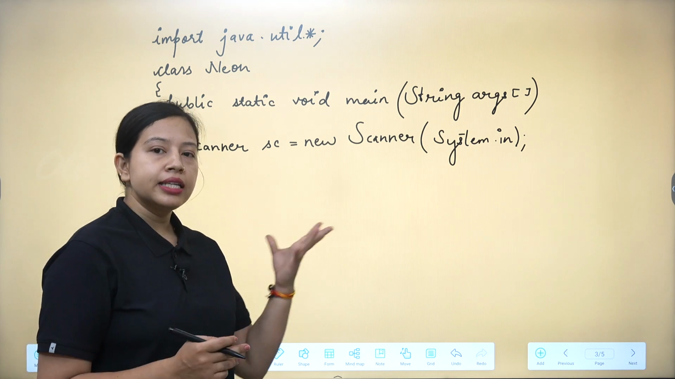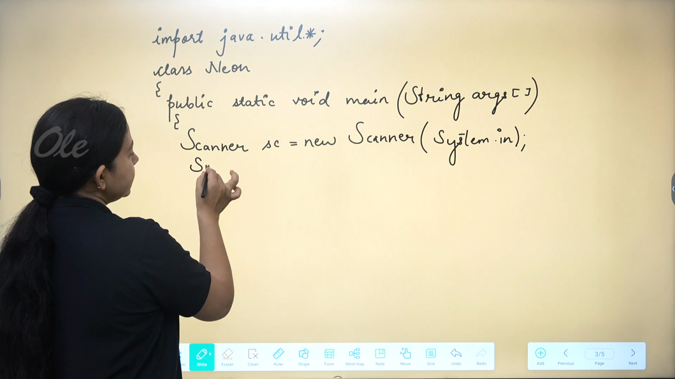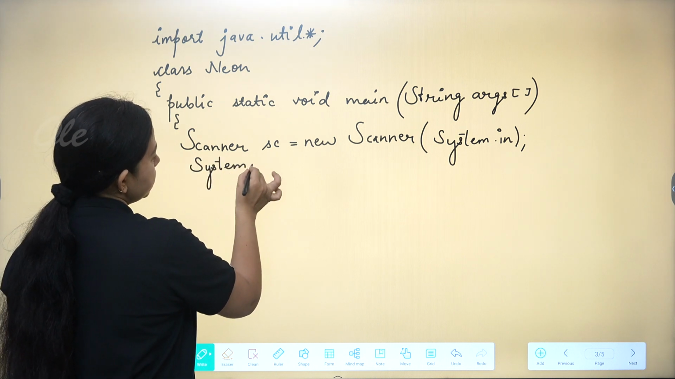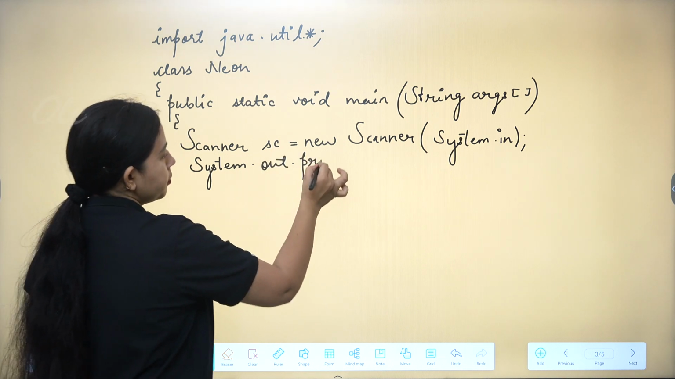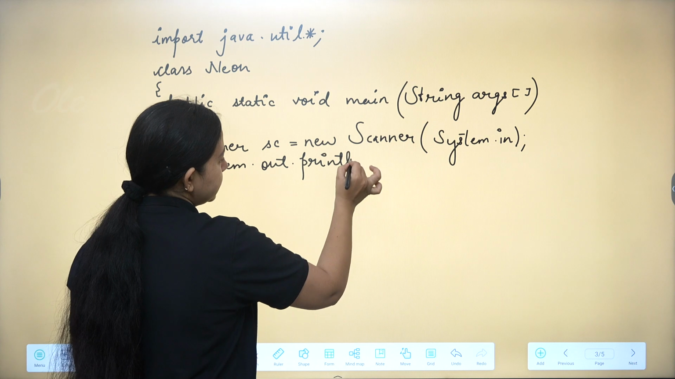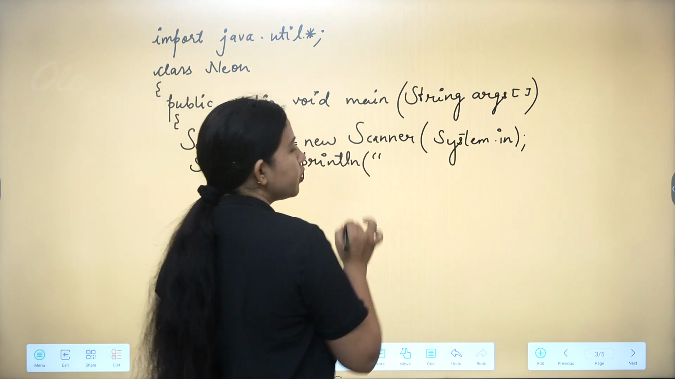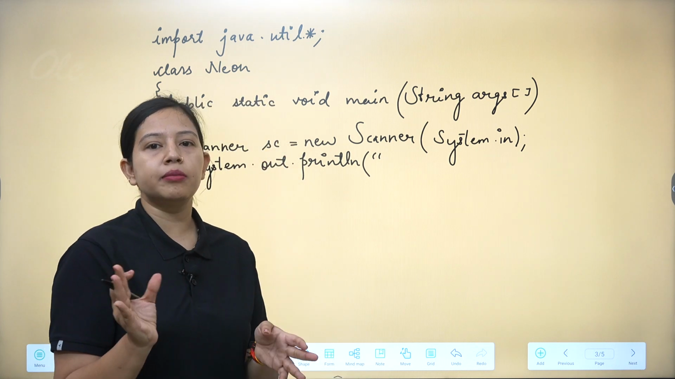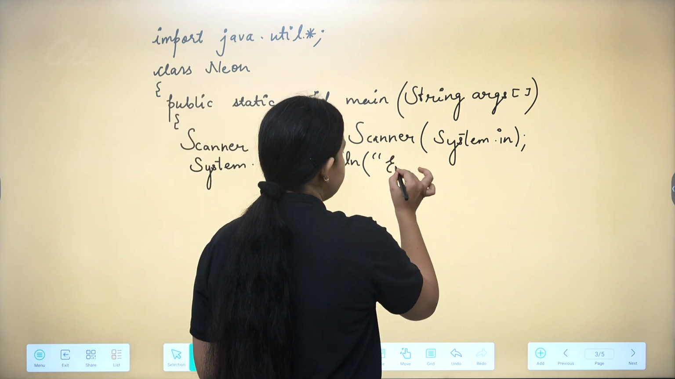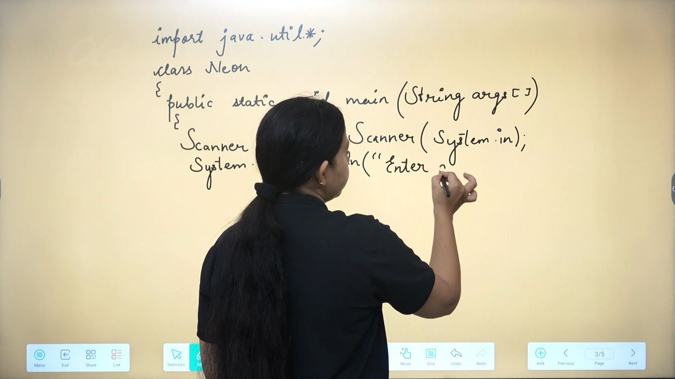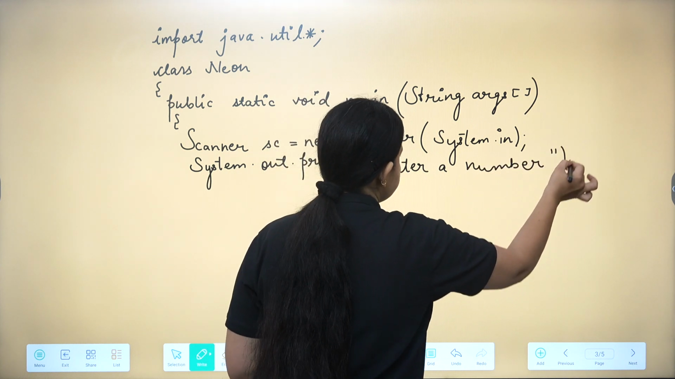Now we want to give a message to the user. What exactly you want to ask from the user, you need to mention in System.out.println. As you know, this method is used to provide output on the screen. So whatever you mention inside the double quotes will be treated as a message for the user. So I'll give a message: enter a number. I'm asking for a number from the user.